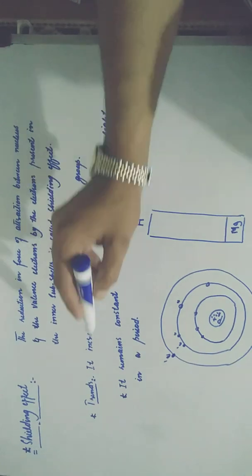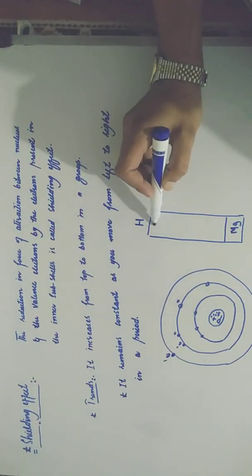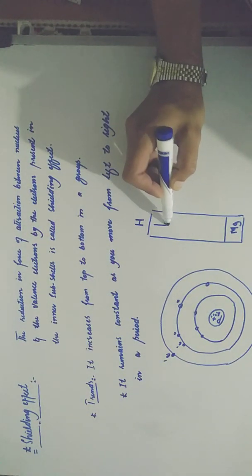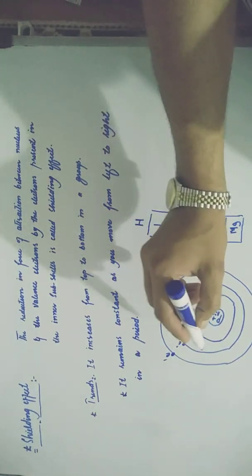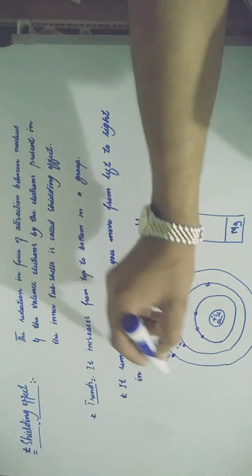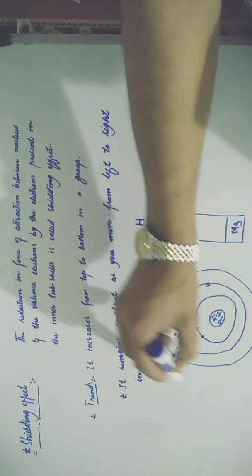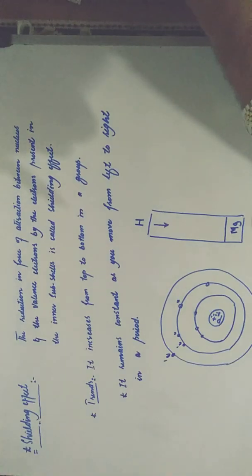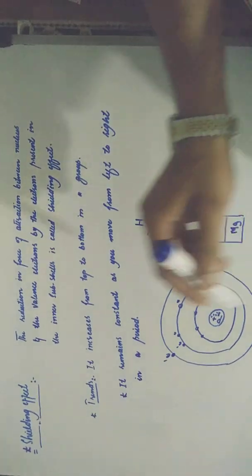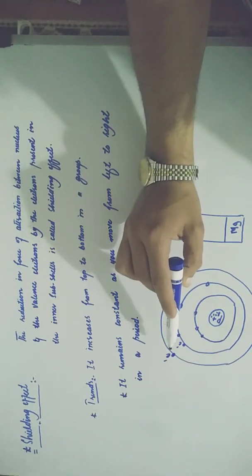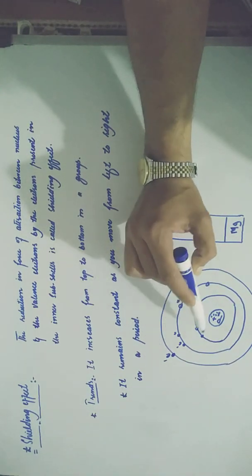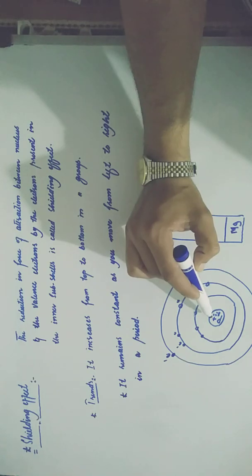It increases as you move from top to bottom. If you move from top to bottom, you add shells to the atom. As many shells as there are, there will be that many more electrons, and all those electrons will collectively reduce the force of attraction between the valence electron and the positive nucleus.